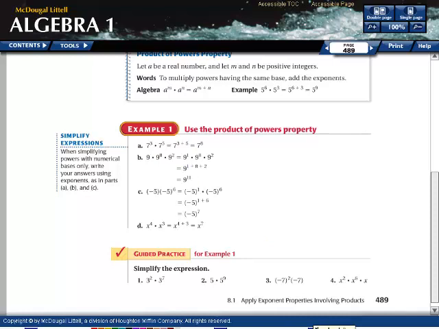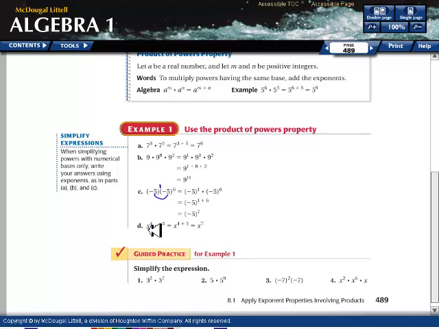Next one. Negative 5 times negative 5 to the 6th. Again, anytime you don't see an exponent, you assume it has an exponent of 1. These bases are the same. So because the bases are the same, I can add the exponents. Negative 5 to the 1st power times negative 5 to the 6th power is negative 5 to the 7th power. Now, you may be wondering why these are in parentheses. It's the whole entire parentheses being taken to that exponent, and there'll be more on that later in this lesson or later in the chapter.